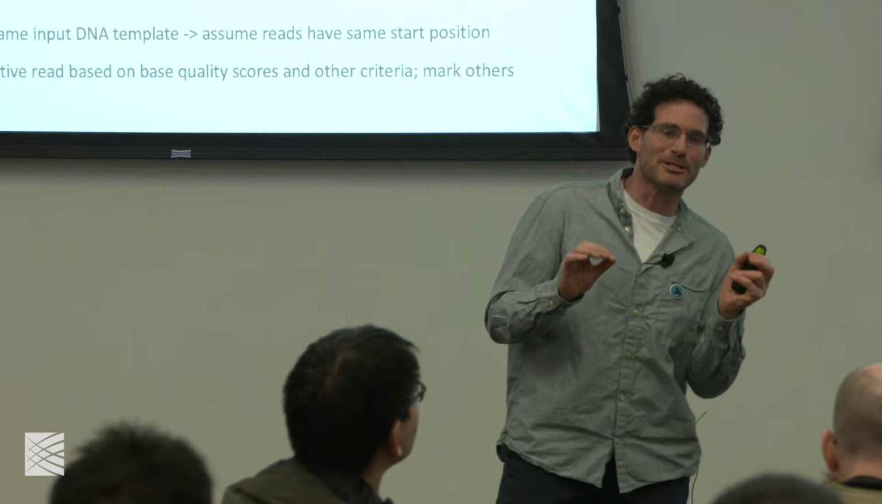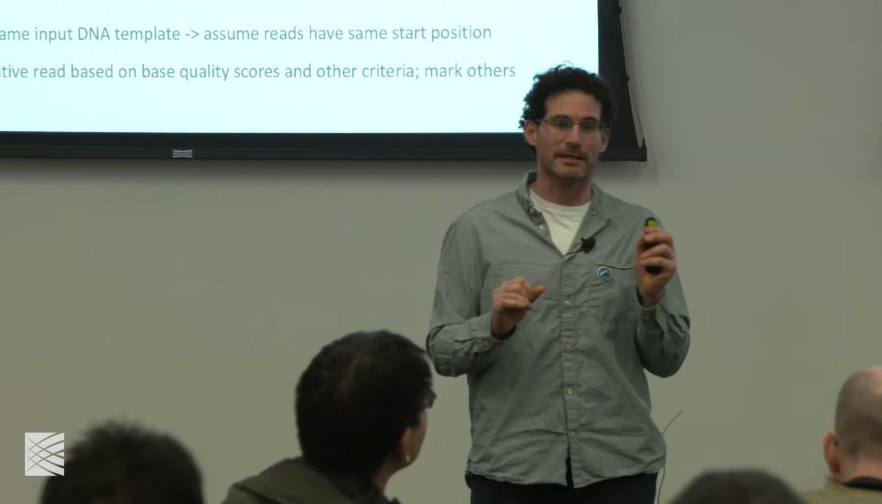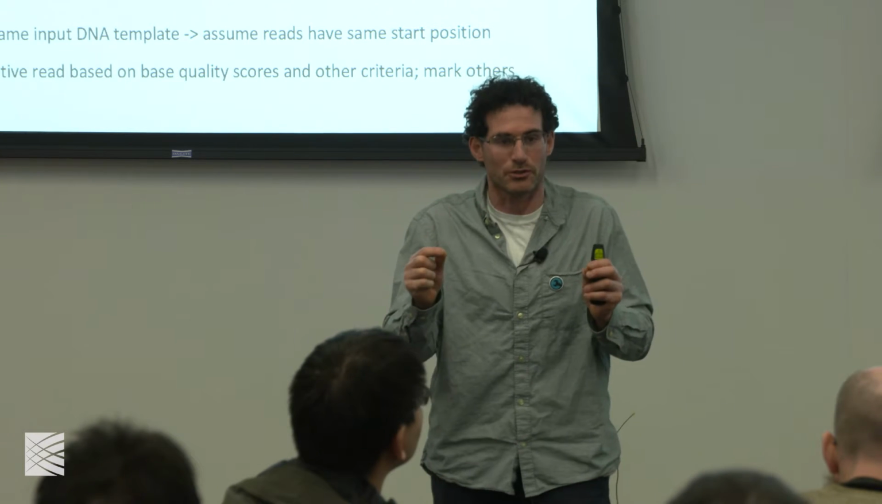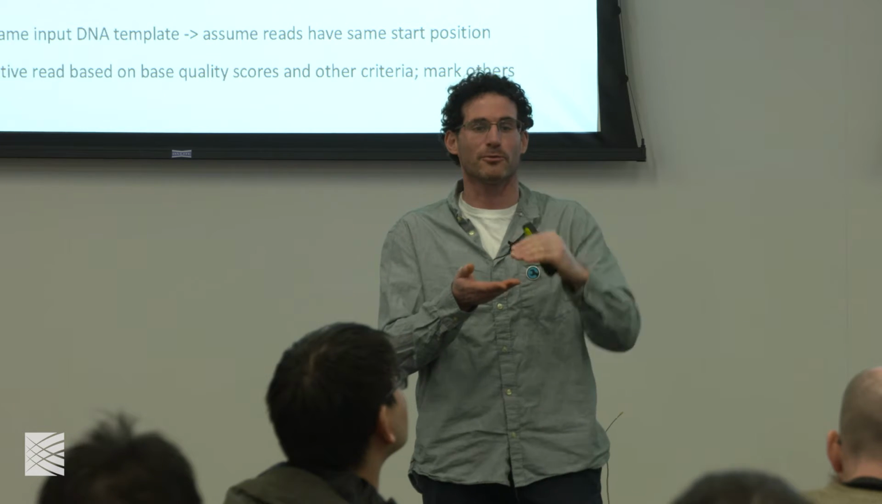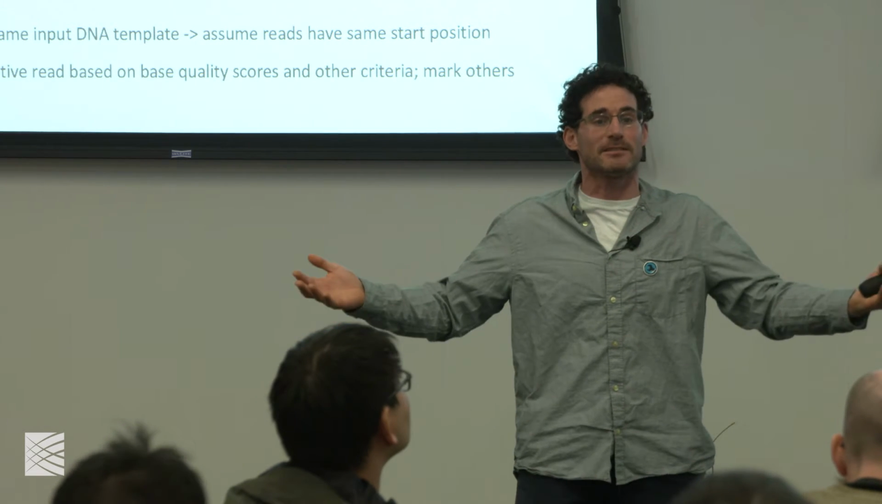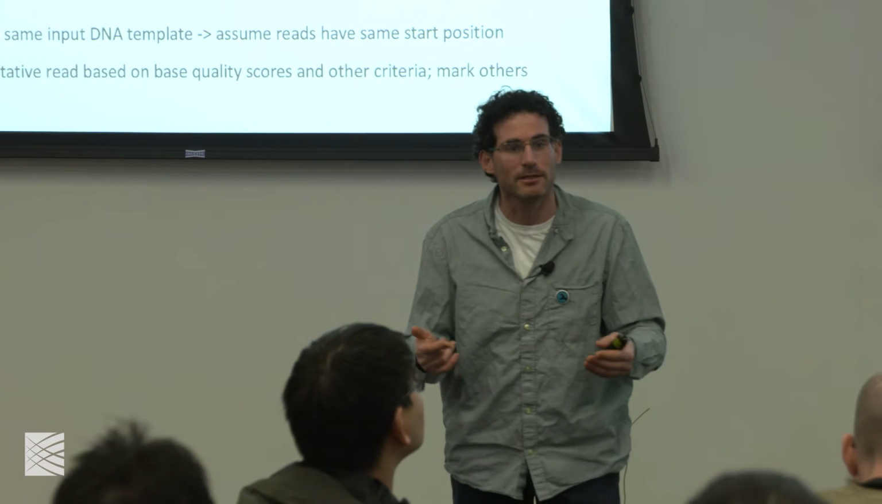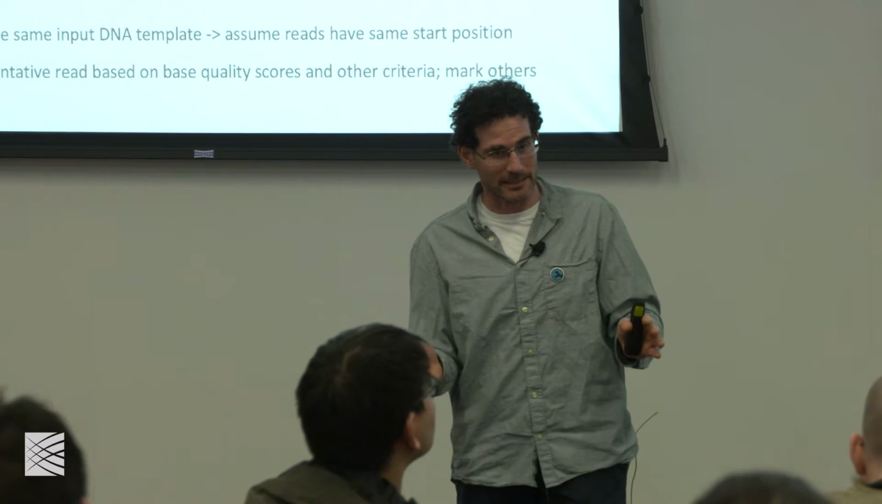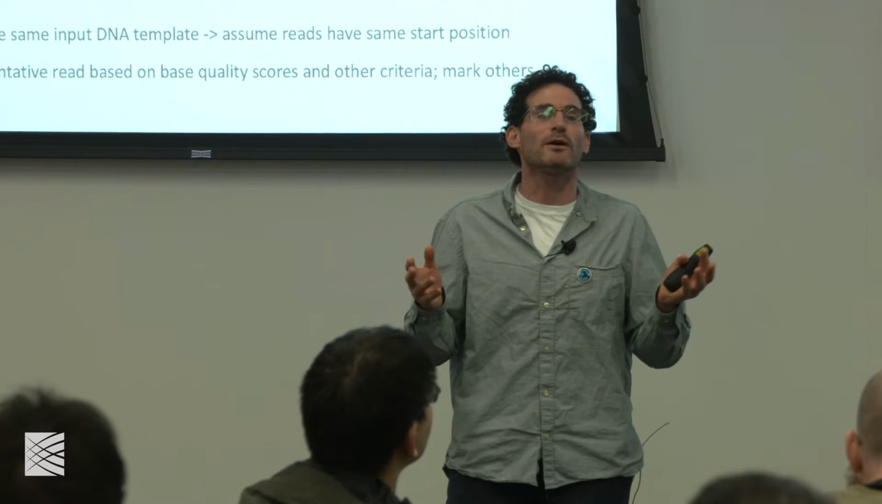So the only time that we do look inside, we look at the qualities or the clipping, is in order to choose. Once we have a set of reads that we say are all duplicates of each other, we need to choose one of them to be the representative, to be not marked as duplicate. So after we've identified the set of duplicate reads, we look inside the set and we choose the one that we think is the best.